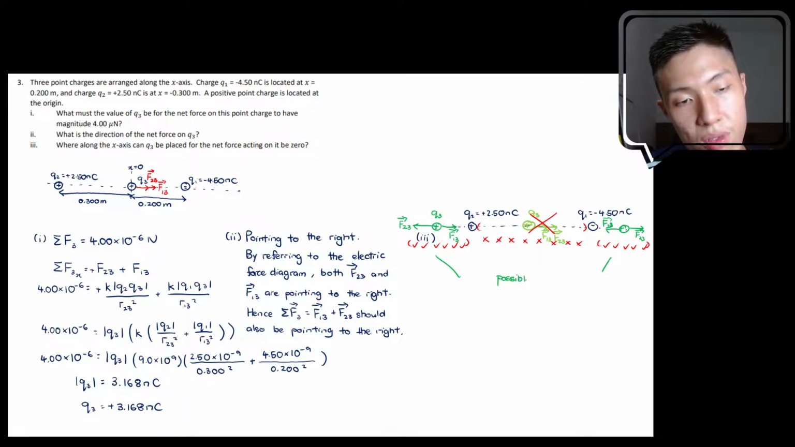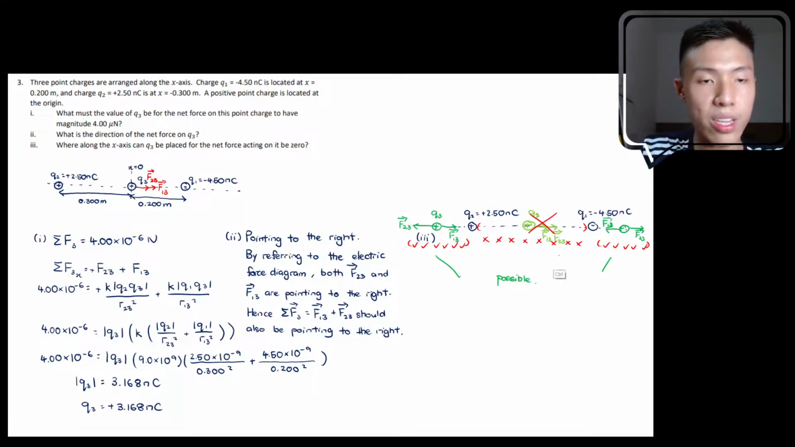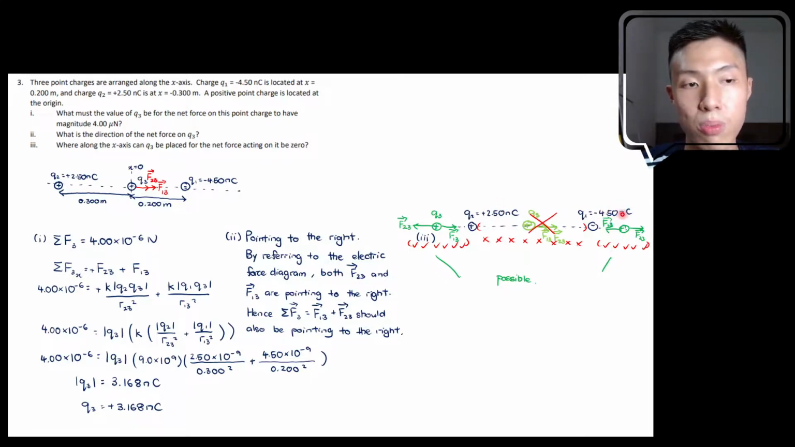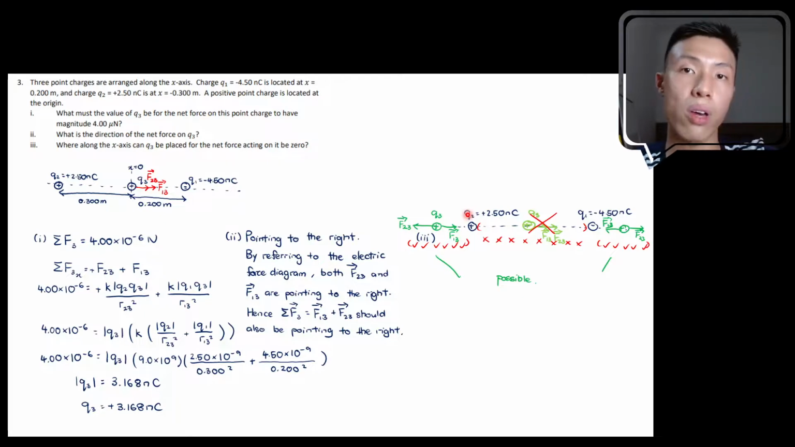But which one is the correct region to place Q3? Well, for that you have to look at the charges. Q2 is 2.50 nanocoulomb, but Q1 is negative 4.50 nanocoulomb. Q1 has a stronger charge compared to Q2. So for the forces to be equal, you have to place the charge far away from Q1 because Q1 is greater in electric charge. You need greater distance to lower the force. But for Q2, since it's a smaller charge, you have to put it closer to Q2 in order to have a greater electric force.